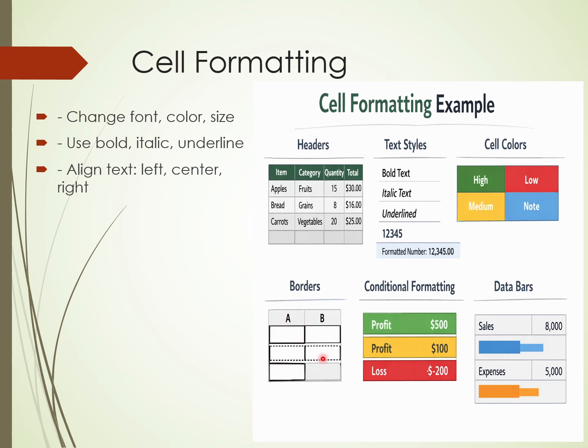बॉर्डर, dotted line, straight line, light lines. Conditional formatting, profit. This is the formatting. Data bars. This is the data bar. Cells, expense. Headers. Headers देखिए, on the top of area. Cell formatting. This is, for example.